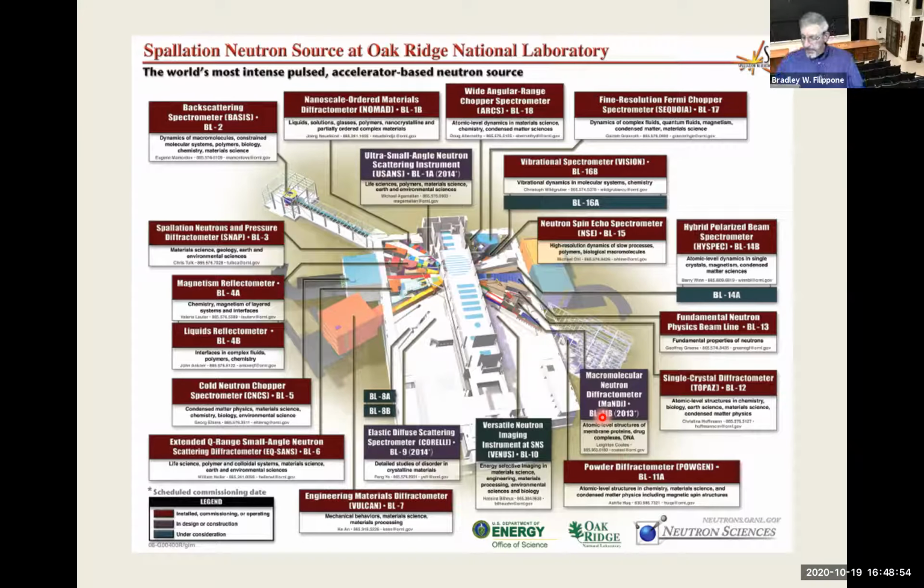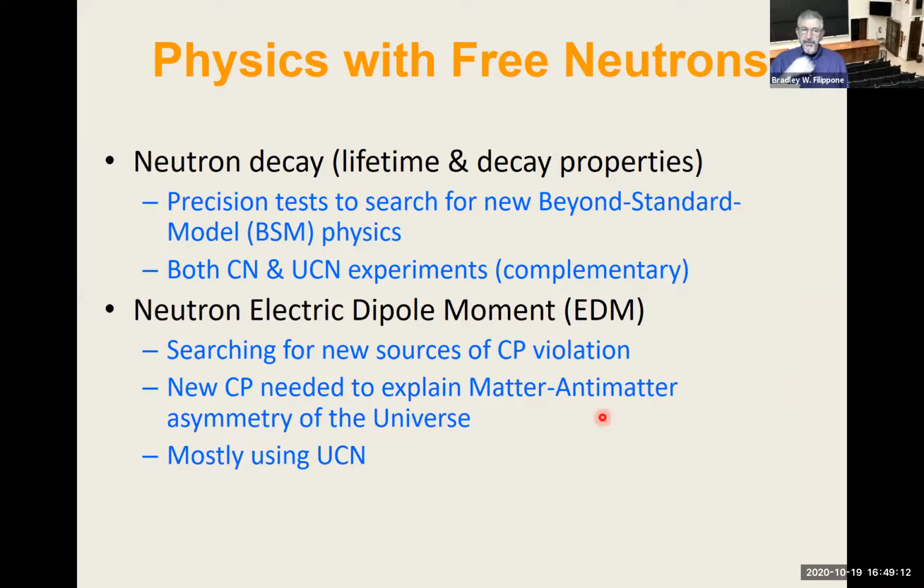And so this facility actually has one beam line, I circled there in yellow, that's the fundamental neutron physics beam line, which is used for exploring fundamental interactions. Okay, let me tell you now a little bit about doing physics with free neutrons.